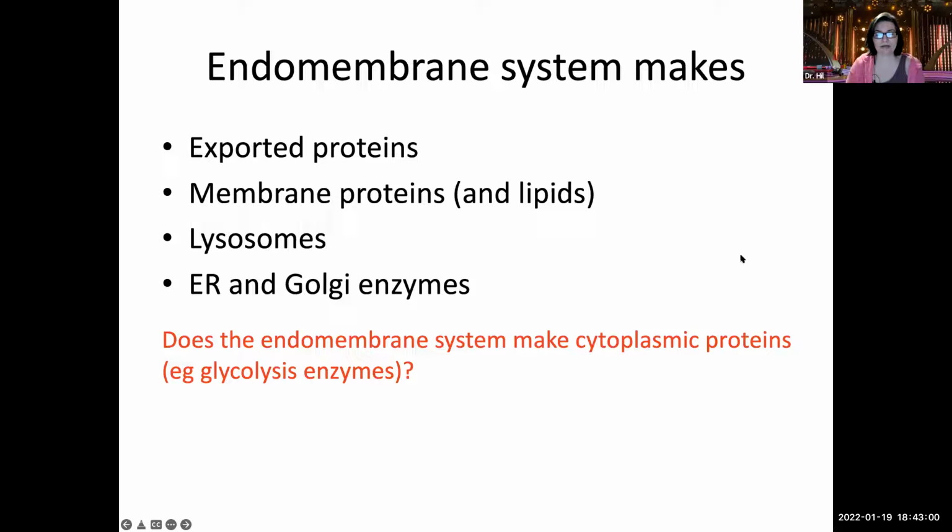All right, so let me ask you this question because we haven't talked about it yet. There are also proteins that the cell uses in the cytoplasm. So for example, glycolysis is an 11-step biochemical process that requires a bunch of enzymes that are proteins that do their work in the cytoplasm. Did the endomembrane system make those enzymes? Yes or no?